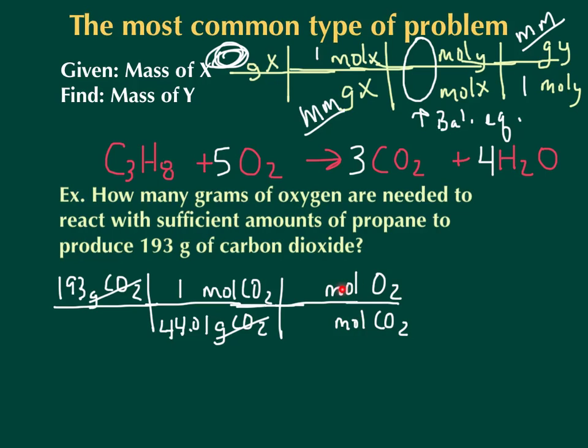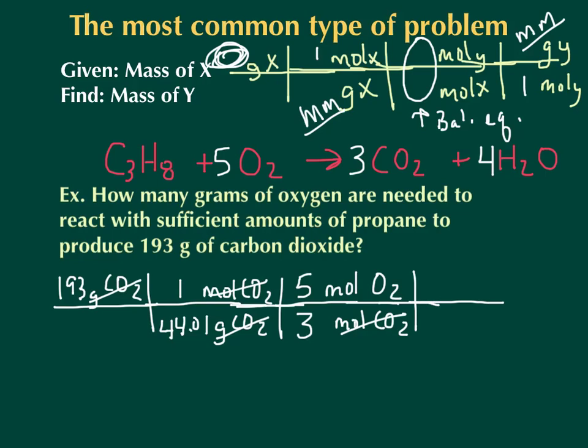This I get from the balanced equation. In front of the O2 is a 5 up here in the balanced equation. In front of the CO2 is a 3. It's just like copying. Copy it down right there. And then we continue on. And now moles of CO2 are gone.